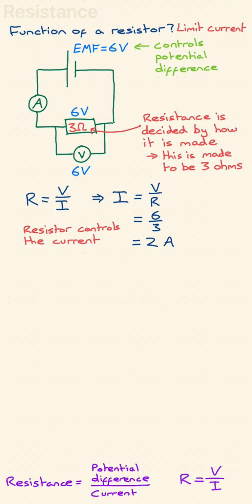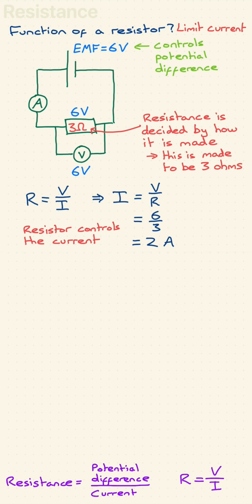This is simple but important. The current does not control the resistance. The potential difference does not control the resistance. The manufacturer, the factory, controls the resistance, and we bought it, we stuck it in the circuit, and now the resistor limits the current. Simple but fundamentally important to understand.